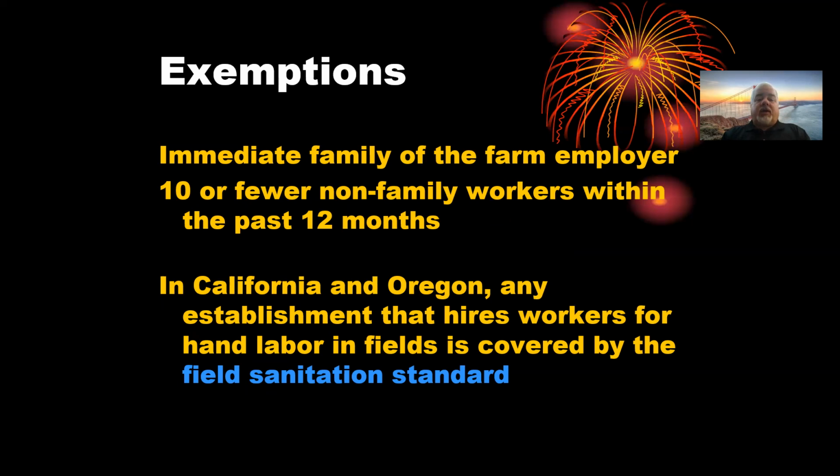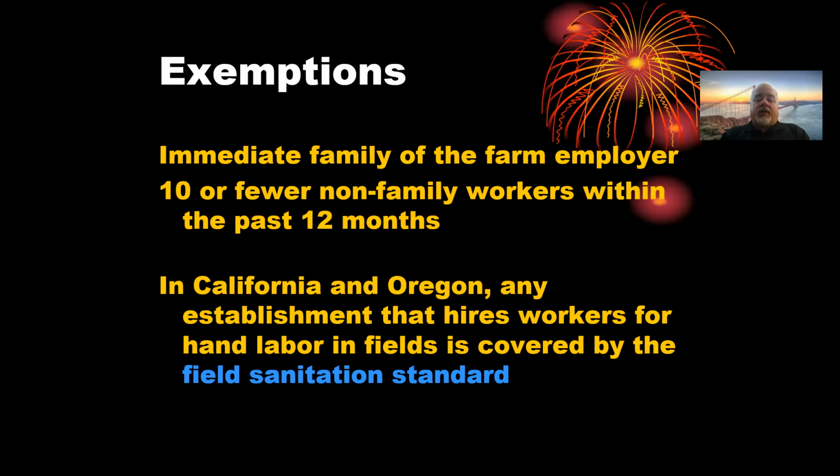What about exemptions? Immediate family of the farm employer. Spoken about that already. 10 or fewer non-family workers within the past 12 months. So if you're a really tiny postage stamp operation, to have 10 or fewer people who aren't your family, immediate family, I don't mean your third cousin twice removed, but immediate family, parents and children and spouses, that's a pretty small operation, and you are exempt from some of the rules. And it doesn't mean you can do anything in a non-safe way. It just means that the rules are a little bit different and you can do things a little differently. It's a little looser when you have such a small operation.